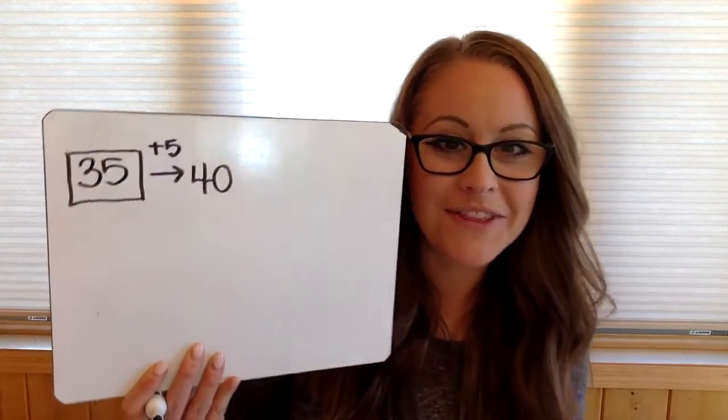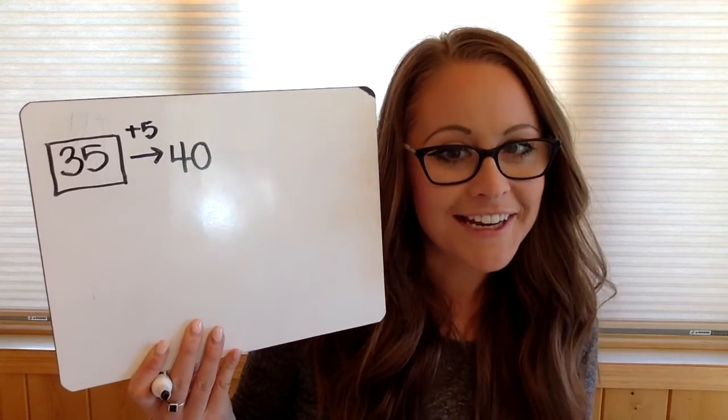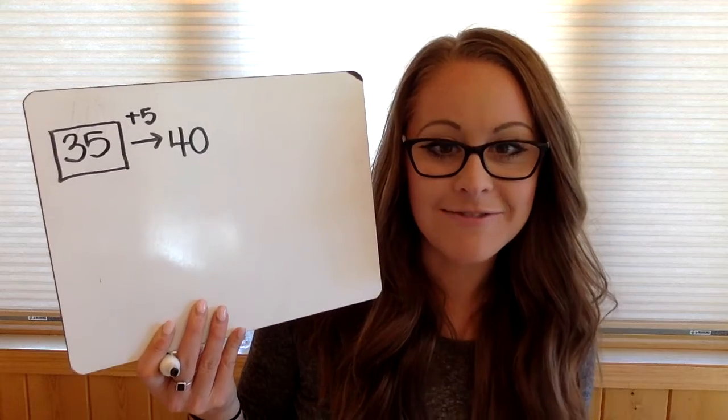So the first thing I always do is I always add to get to the next 10. So 35 to the next 10 is 40, right? So how many ones did I have to add? So 35, 36, 37, 38, 39, 40, right? So we added 5. So on our arrow way, we start with 35. We make an arrow, we added 5 to get us to 40.